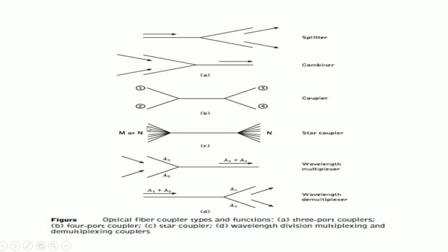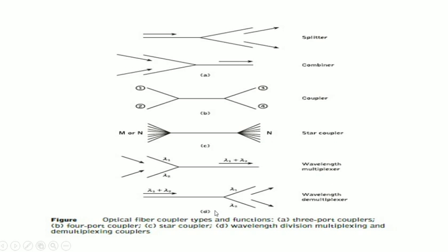Here, one input power will be distributed to all the outputs. For example, in a 4 cross 4, whatever input power comes from input 1 is distributed to all 4 ports. The second input is distributed to all 4 ports, the third input to all 4 ports, and the fourth input to all 4 ports. So this is your star coupler.